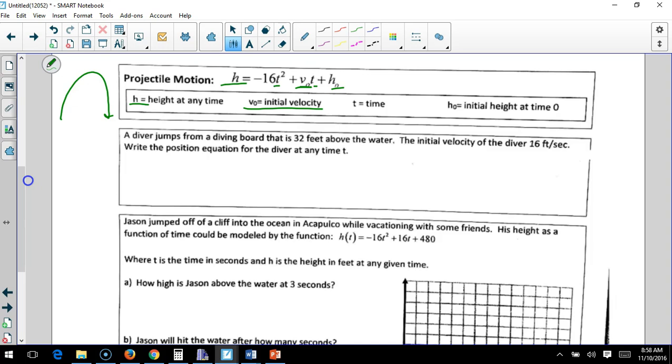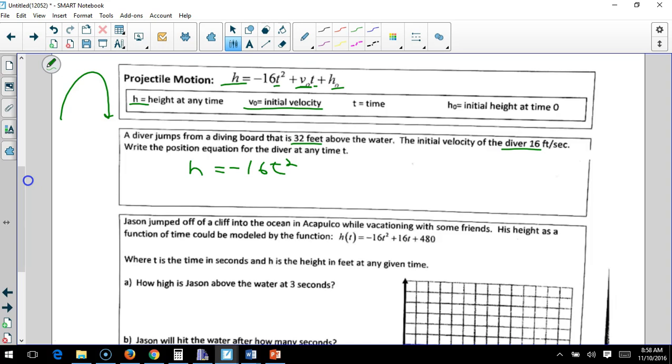So a diver jumps from a diving board that's 32 feet above water. The initial velocity is 16 feet per second. Write the position for the diver at any time t. All this means is put these numbers into this equation. So his height at any time is going to be negative 16 t squared. That doesn't change. This is the master formula.